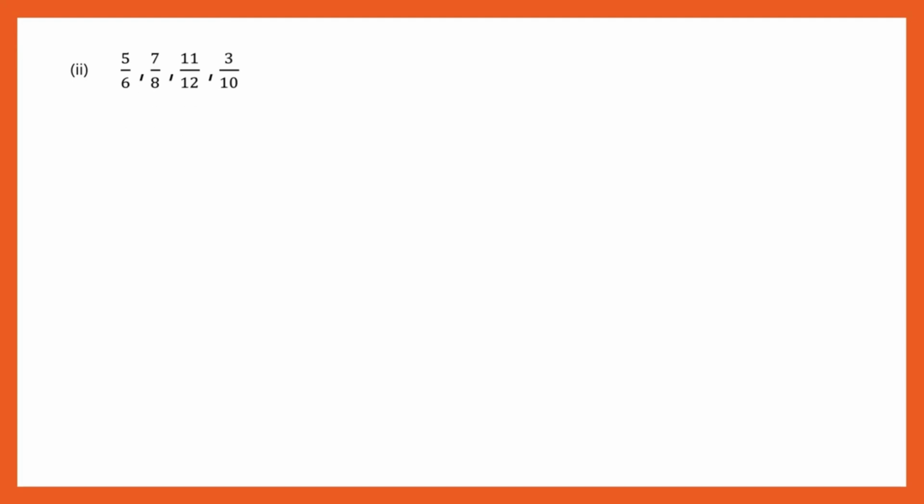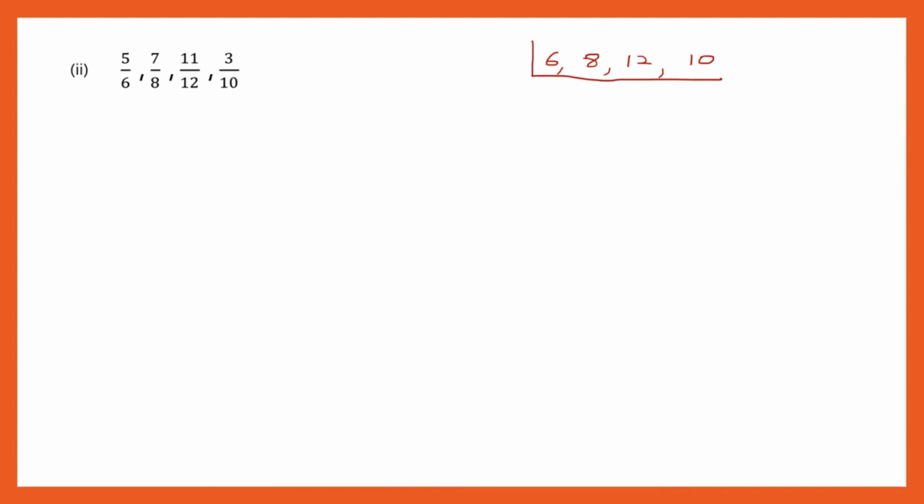Question 2. Here also we have a set of fractions which are unlike. Can you see all the denominators are different and we have to change them to like fractions. So the first step is find the LCM. Find the LCM of all the denominators.